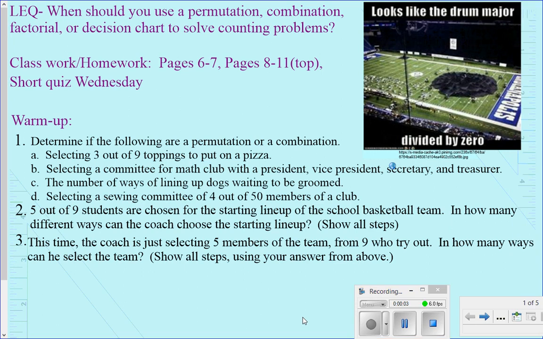This is day 13 of Unit 9. I'd like you to start with this warm-up today, so pause the video and try the warm-up, and then play to check your answers. So number 1, determine if the following are a permutation or a combination. So let's take a look at those.